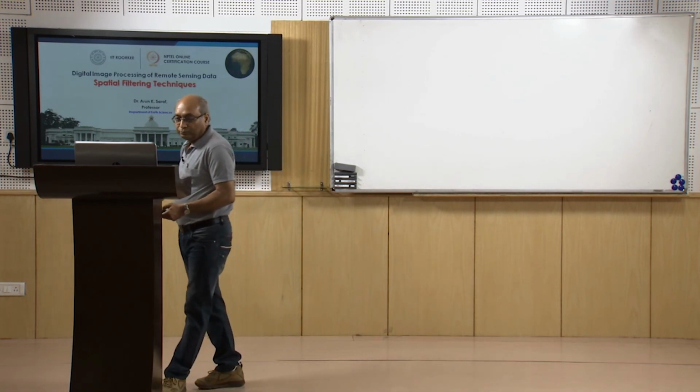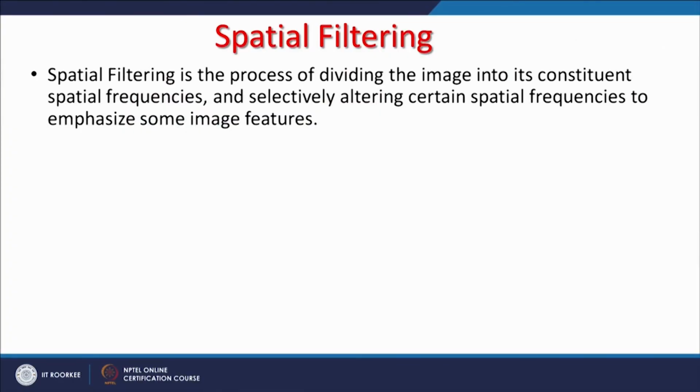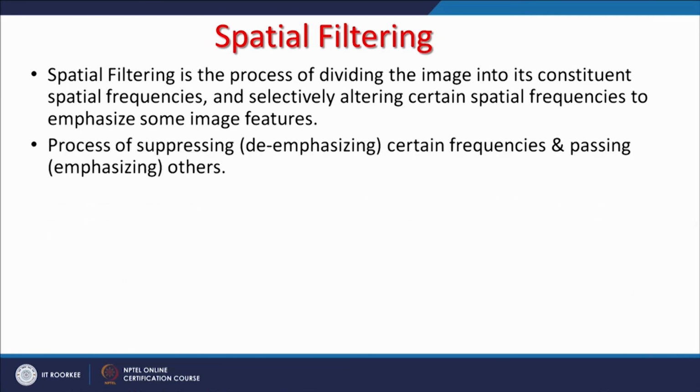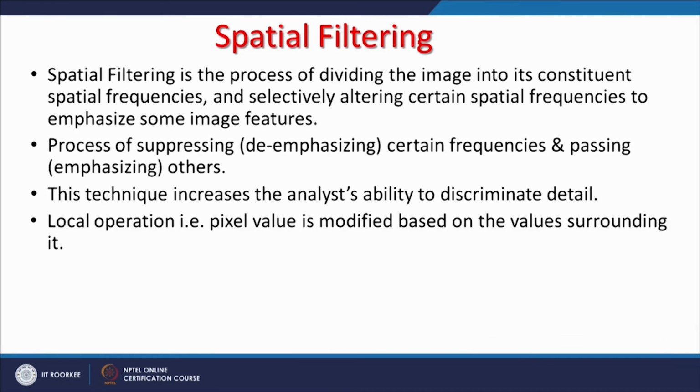That we will see here, that in spatial filtering, the process of dividing the image into constituents of spatial frequencies and selectively altering certain spatial frequencies to emphasize some image features, and this process of suppressing, that is de-emphasizing certain frequencies and passing certain frequencies, this technique increases the analyst's ability to discriminate details. Ultimately, we are trying to improve the image quality for better interpretation for all techniques.